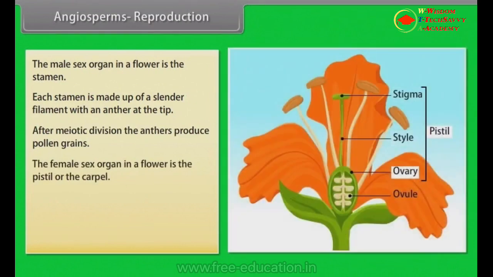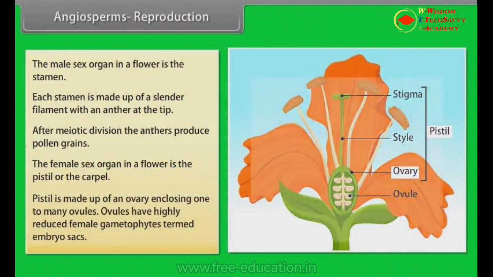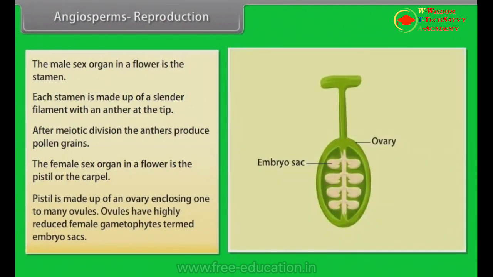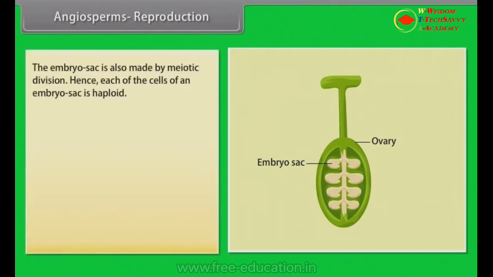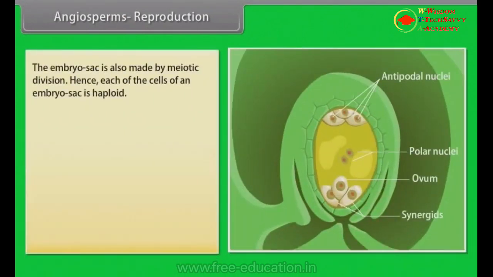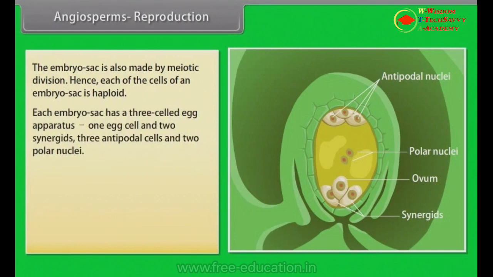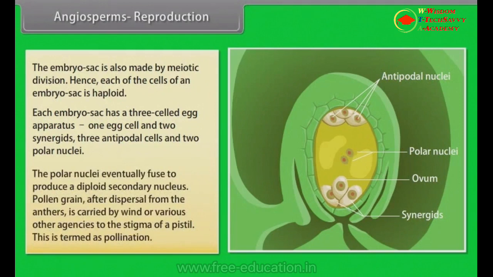The female sex organ in a flower is the pistil or the carpel. Pistil is made up of an ovary enclosing one to many ovules. Ovules have highly reduced female gametophytes termed embryo sacs. The embryo sac is also made by meiotic division. Hence, each of the cells of an embryo sac is haploid. Each embryo sac has a 3-celled egg apparatus, 1 egg cell and 2 synergids, 3 antipodal cells and 2 polar nuclei. The polar nuclei eventually fuse to produce a diploid secondary nucleus.